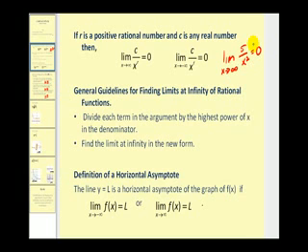Now the general guideline for finding limits at infinity of rational functions is to divide each term in the argument by the highest power of x in the denominator, and then we simplify, and then we should be able to find the limit at infinity in this new form. It's also true that if these limits equal L, then y equals L would be a horizontal asymptote. And this is helpful if we're analyzing the graph to help evaluate the limit.